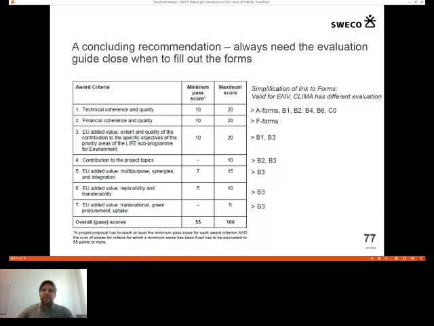The contribution to the project topics, this only goes for the environment program, but this will be explained in B2 and B3 again, and so on. So the conclusion by looking at this is that B3 is the form where you need to focus if you want a lot of points, yet B1 and B2 are perhaps the most important parts to make sure that you're passing the minimum score everywhere, as well as keeping track of your F forms, of course.